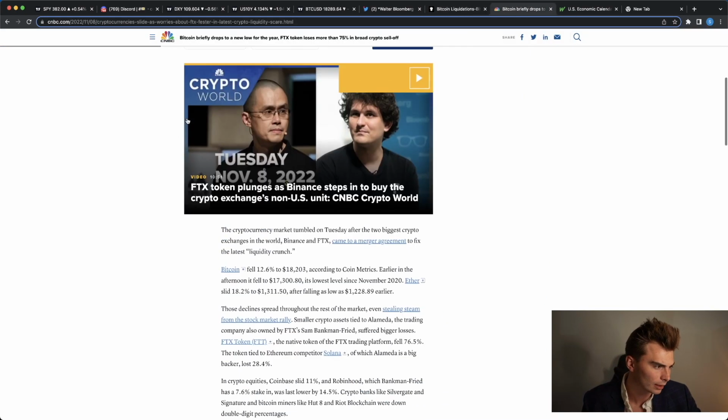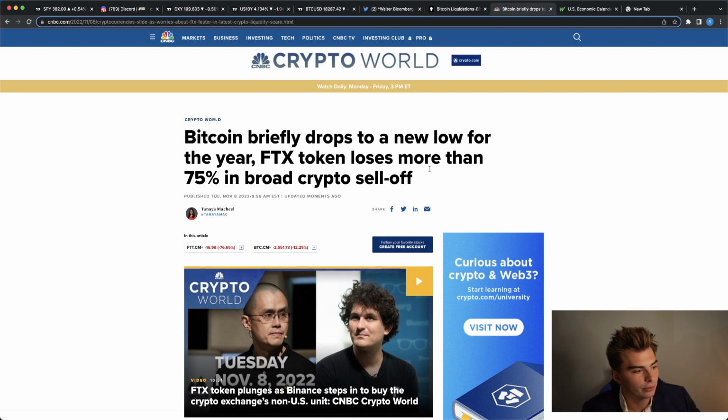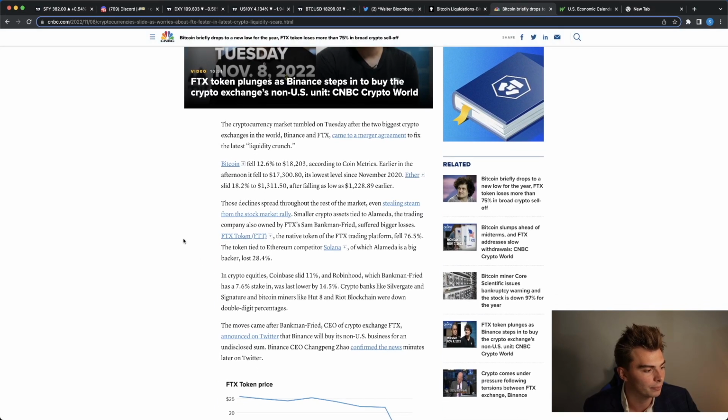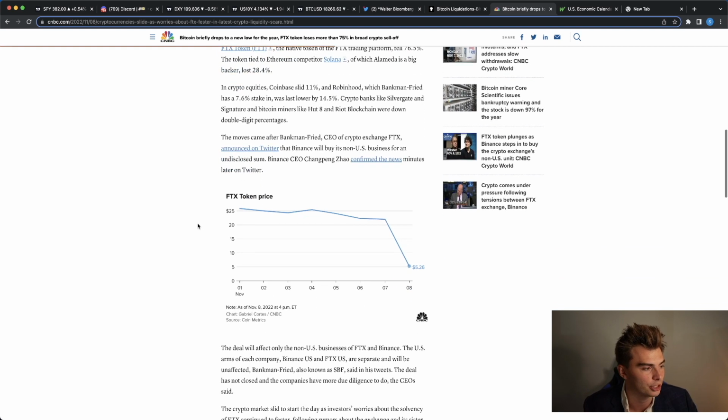Well, Bitcoin briefly drops to a new low for the year. FTX token loses more than 75% in broad crypto sell-off. Now, in crypto equities, Coinbase slid 11%. Robinhood, which Bankman-Fried has a 7.6% stake in, was lower by about 14.5%. Crypto banks like Silvergate and Signature and Bitcoin miners like Hut 8 and Riot Blockchain were down double-digit percentages.